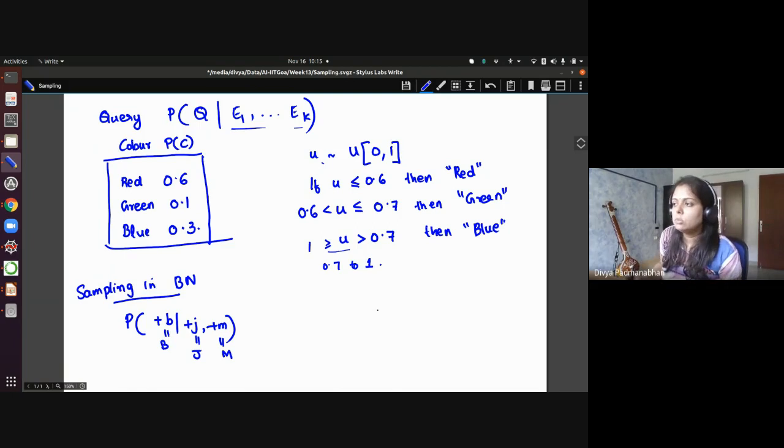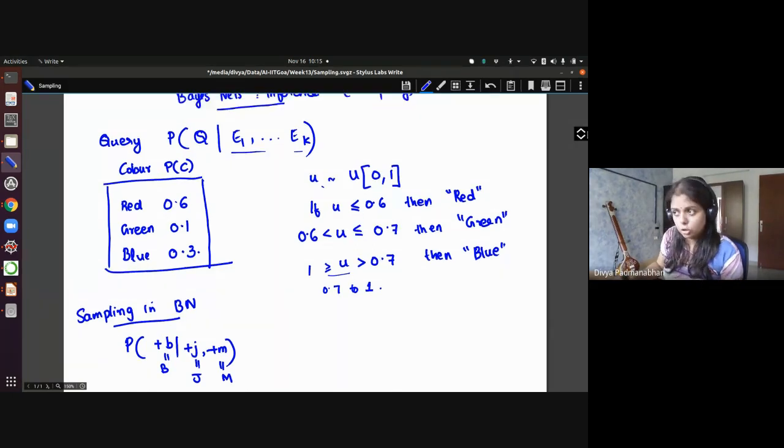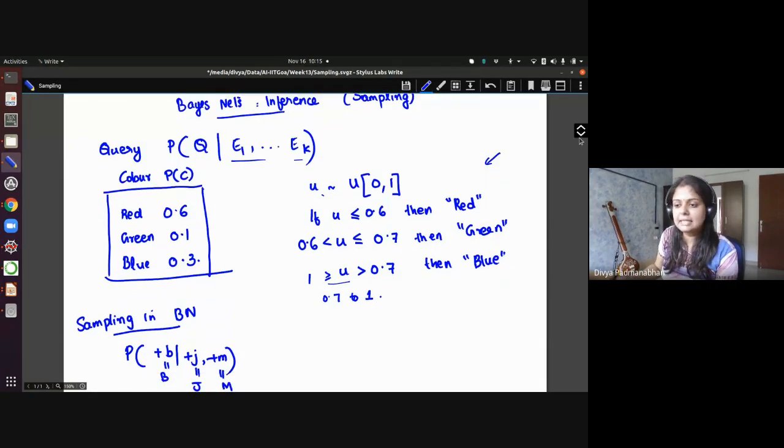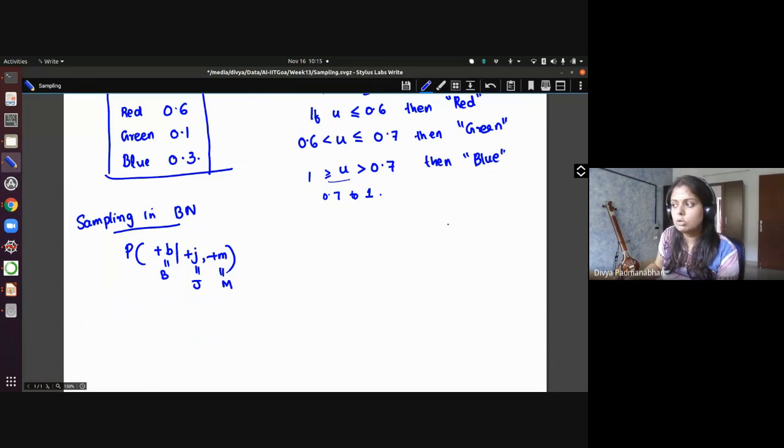Now, what you could do is use these ideas. What you saw about drawing samples from a fixed distribution, you can extend that to the network. And how is that? Because the network has a structure like this.